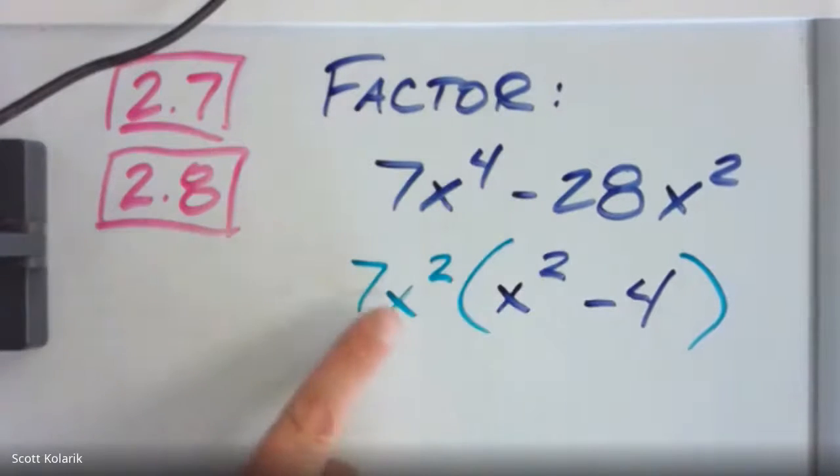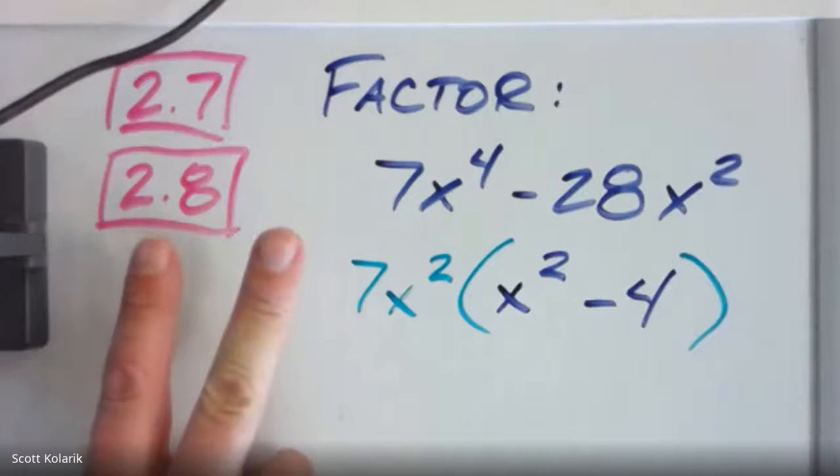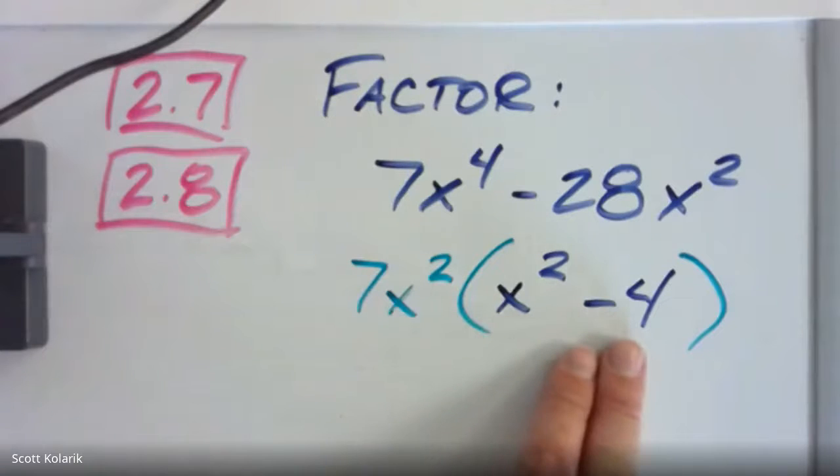So again, step number 1, pull out a greatest common factor. Step number 2, how many terms am I dealing with? Okay, I'm dealing with 2 terms. And according to my checklist, that means I'm looking for one specific type of scenario. Is it a difference of squares? How can I tell?